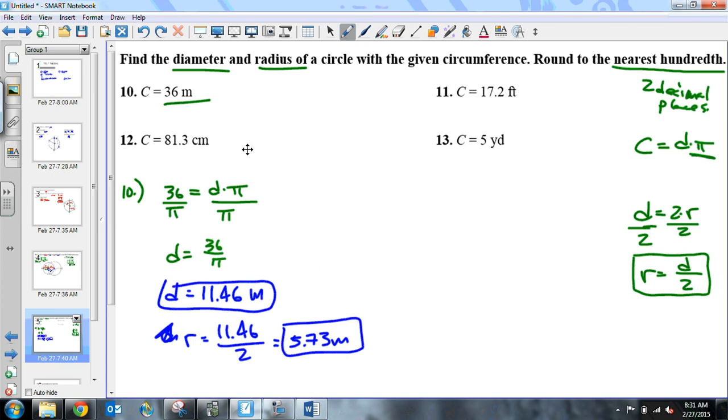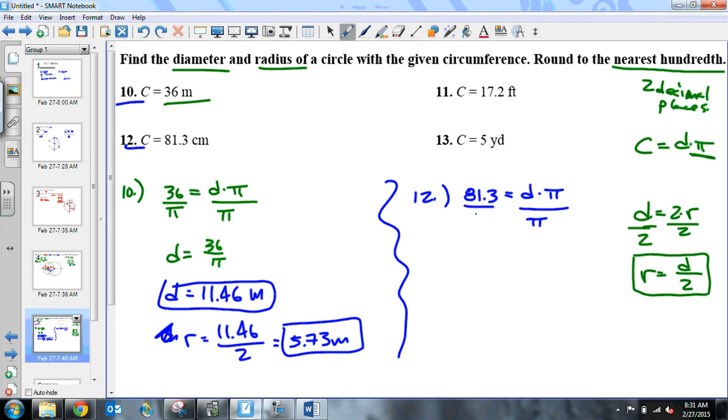So I'll do number 10 and then number 12. I'll let you guys work on 11 and 13. Number 12, it tells me my circumference is 81.3, so I'm going to take 81.3 and set that equal to diameter times pi. And if I'm solving for my diameter, I'm going to divide both sides by pi. And so I get that my diameter is equal to 81.3 divided by pi.